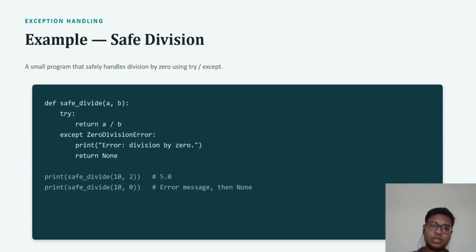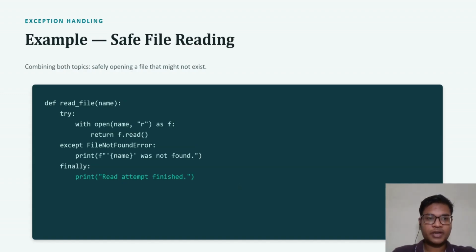So now let's talk about an example of safe division, how it will work. We have a small program that safely handles division by zero using try except. We create a function def safe_divide(a, b): try: return a / b, except ZeroDivisionError: print error division by zero and return None. Then print safe_divide(10, 2), that's correct, and print safe_divide(10, 0), that gives the error message, then None.